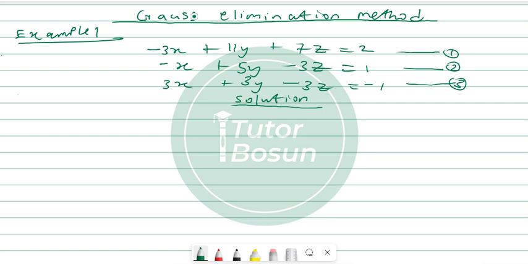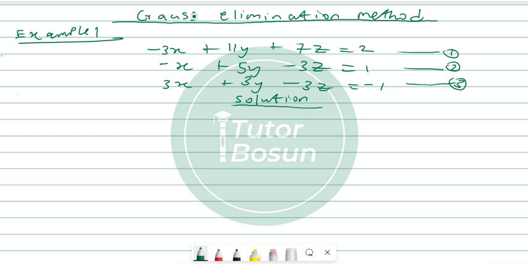The coefficient of x in equation 1 is minus 3, and the coefficient of x in equation 2 is minus 1. So what do we do? Let's multiply equation 2 by minus 3. So it becomes plus 3x. Then you can easily add equation 1 and equation 2 to eliminate x, because minus 3 plus 3 is 0.